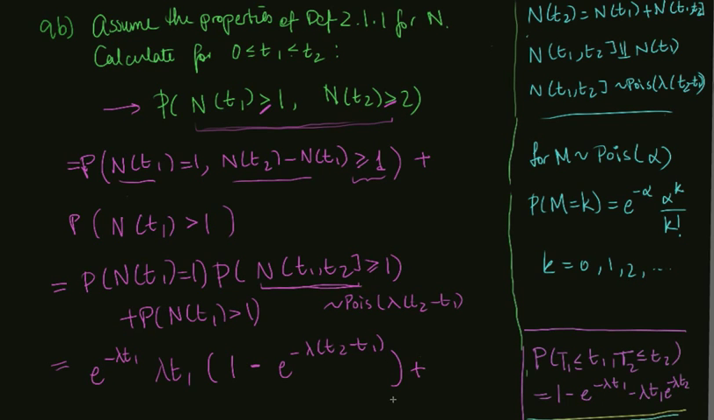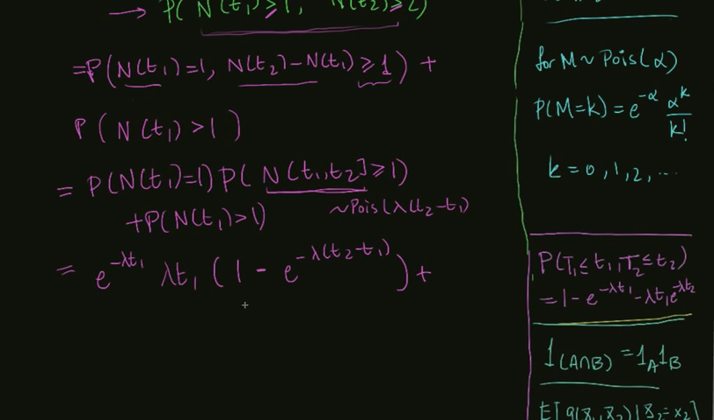And then onto that, I have to add the probability that N(t1) is greater than 1. So that means that N(t1) can take on any value, so the probability of that is 1, minus the probability that N(t1) is equal to 1, because we can't allow that, and that is e to the minus lambda t1 times lambda t1. And then minus the probability that N(t1) takes on the value 0, which is minus e to the minus lambda t1. Right? Okay, so now I have written up this probability.